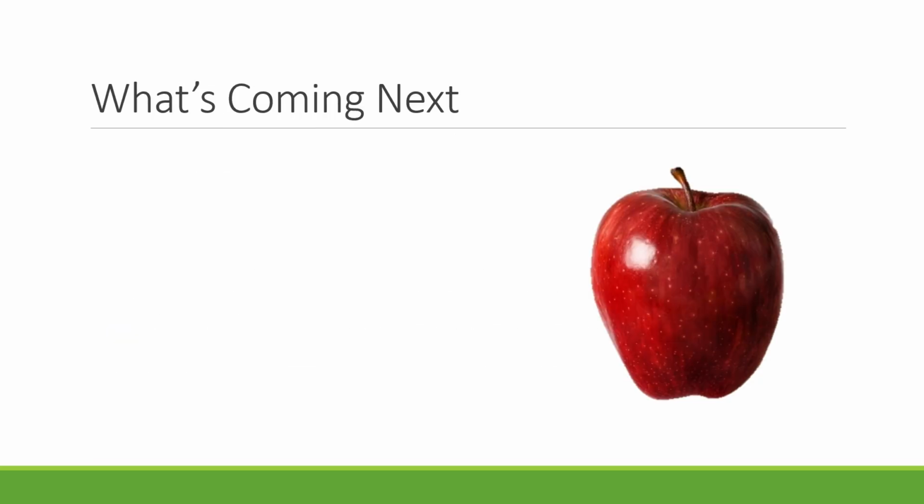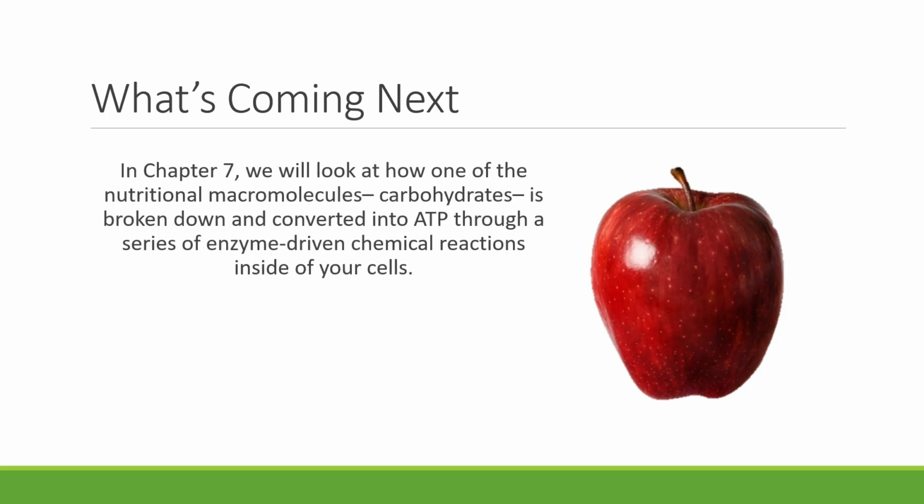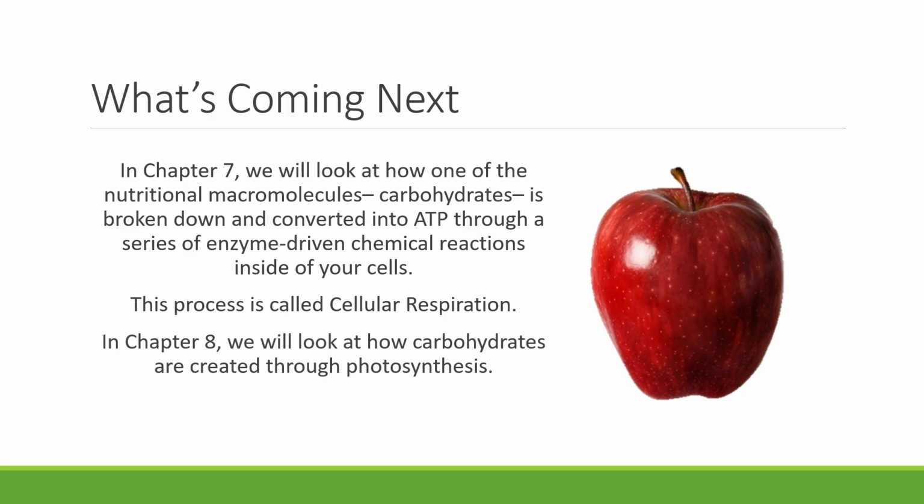Well, in our next week's lecture, covering Chapter 7, we will look at how one of the nutritional macromolecules, specifically carbohydrates, is broken down and converted into ATP through a series of enzyme-driven chemical reactions inside of your cells. This process is known as cellular respiration, which is the title of that chapter. And then in Chapter 8, we will look at how carbohydrates are created through photosynthesis, which is also an enzyme-driven process that relies on ATP and energy conversion. So stay tuned for those topics next.